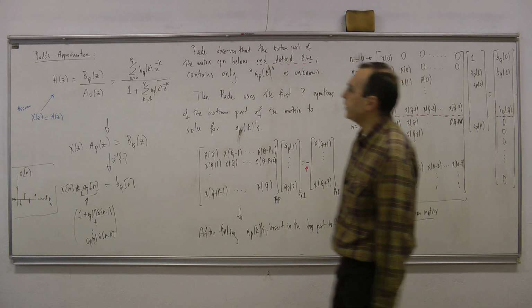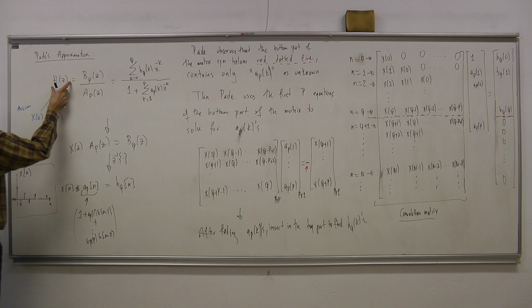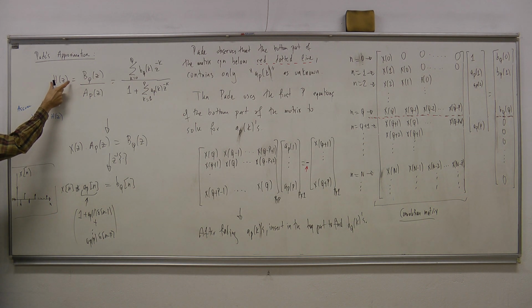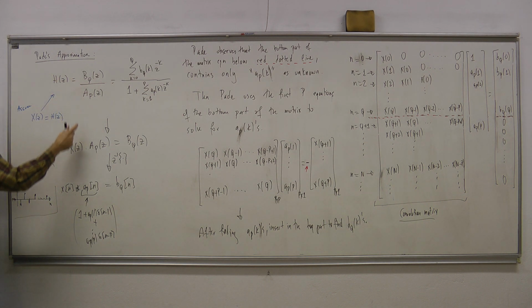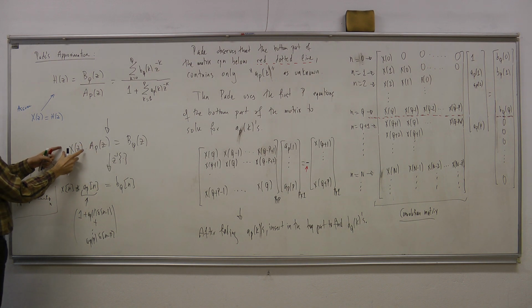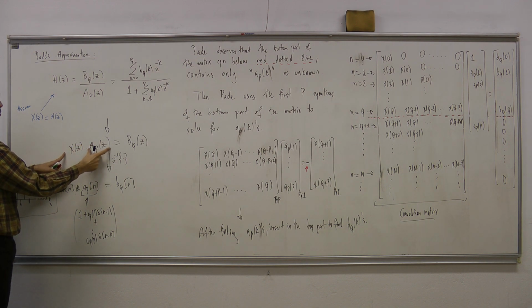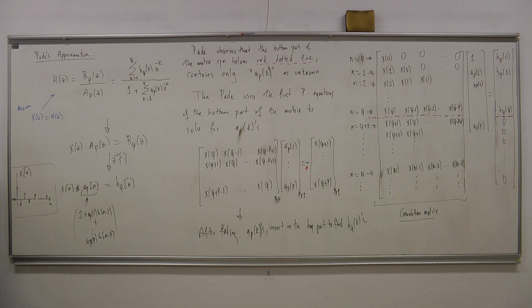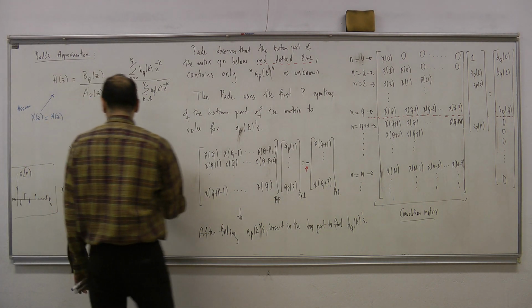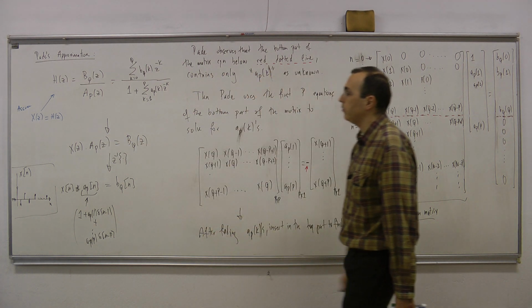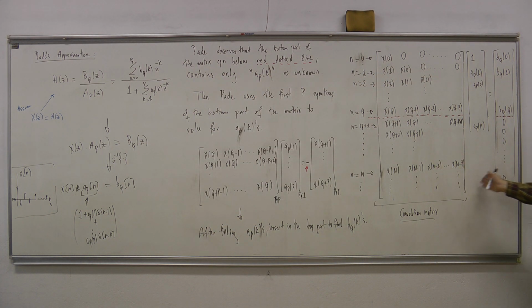So the critical step is, well, previously we were equating H(z) to X(z), but right now we are not doing that. We are equating X(z) times A_P(z) equal to B_Q(z). Okay, we have this equality instead of the original one. So this is the reason that b's and a's do not interact with each other, at least for this bottom part of this matrix. And Pade is making use of that observation.